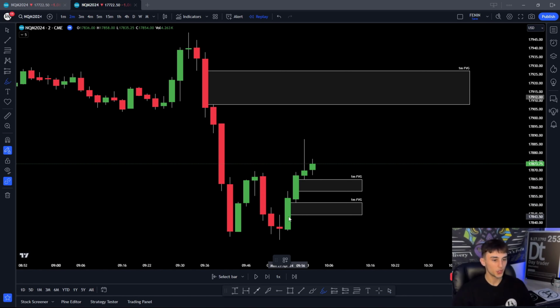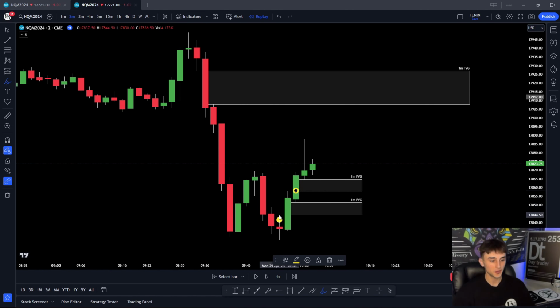Alrighty, so in this example, you can see that we have 2 fair value gaps here. And if you can't see it, I'll show you now. So we have 1, 2, 3, and as you can see, the high of the first candle does not meet the low of the third candle, which again creates that fair value gap. And as you can see, we have 1, 2, 3, and the high of the first candle does not meet the low of the third candle, which again creates that second fair value gap.